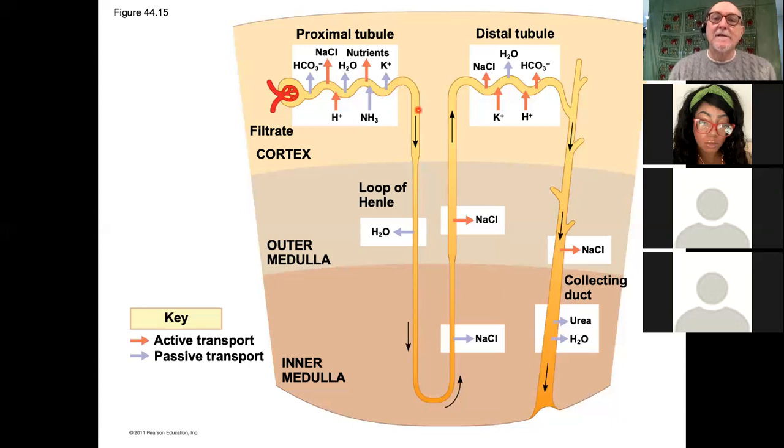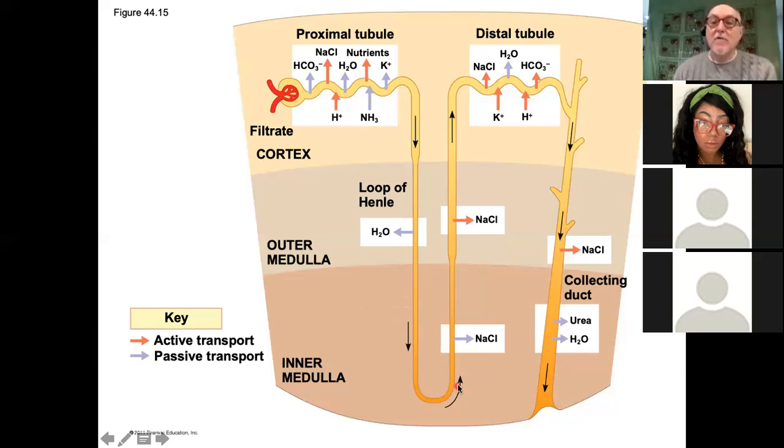Now it moves into this descending loop. That whole loop structure, the descending and the ascending, is called the loop of Henle, named for the person who first described it. In the descending loop, a lot of water is recovered. Remember, this loop is highly permeable to water. As it moves through here, it's moving through areas of increasing osmolarity, because the body deliberately increases the salt and urea concentration as we go through here. Water flows out passively.